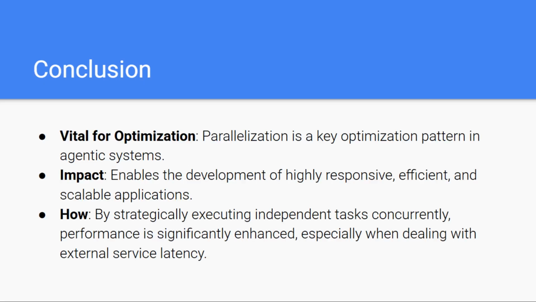So in conclusion, parallelization is a key optimization pattern in agentic systems, enabling developers to build highly responsive, efficient, and scalable applications by executing independent tasks concurrently. So in this video, we talked about parallelization.